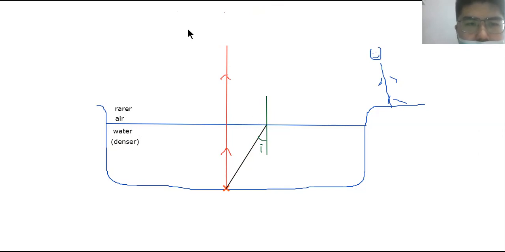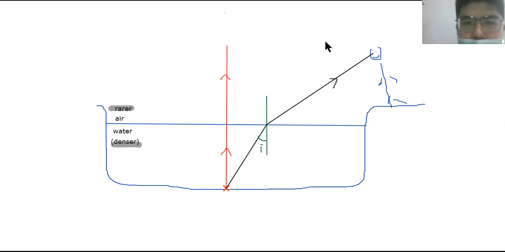From denser medium to rarer medium, it bends away, right? When it enters a rarer medium, it bends away from the normal. It bends away, so it's like this. The reason why we see it showing up is because it reflects to our eye.